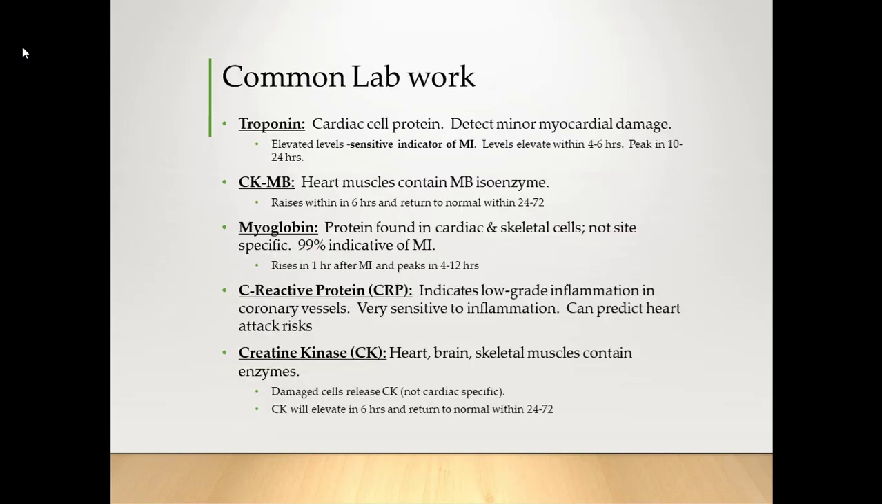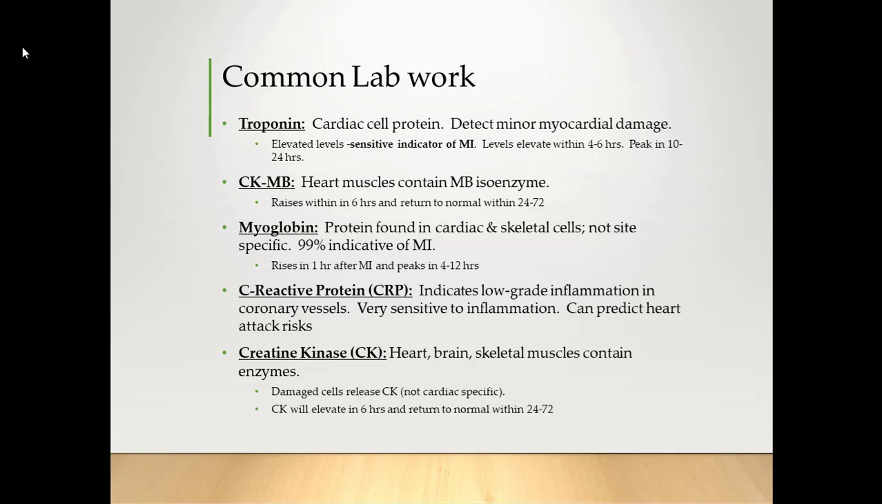So, troponin. These are all the common labs done for cardiac. Troponin is the number one test that we want to see. This one is very sensitive, and it is specific to the cardiac.